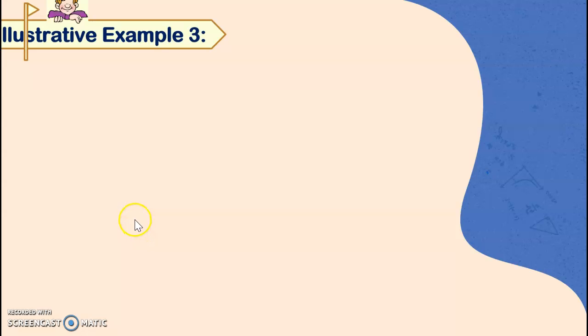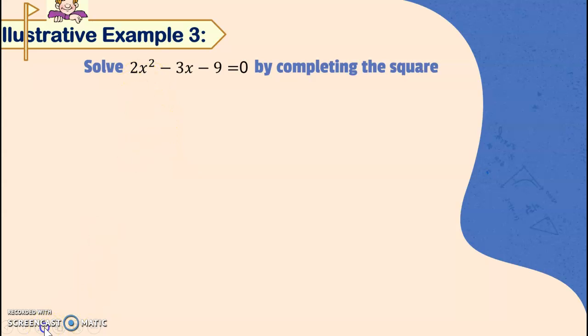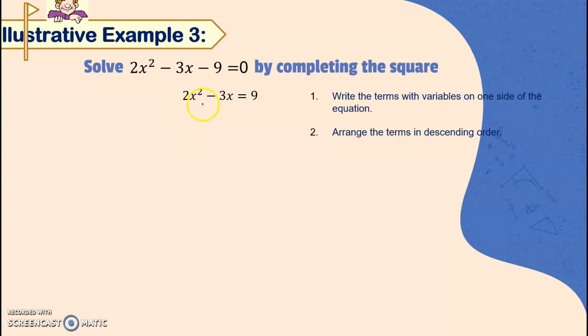Now, let's go to the example number 3, no? So, the given is 2x squared minus 3x minus 9 equal to 0. So, same steps will be applied. Okay? So, you might notice that this time a is equal to 2. First step is to write the terms with variables on the left side, or either the left side or the right side. But this time, dito na siya sa left side. Si negative 9 naging positive. Then, we arrange. So far, it's already arranged, since nanggaling ito sa standard form.